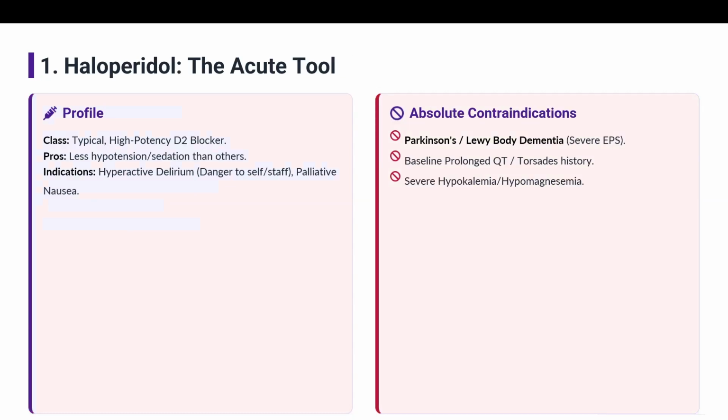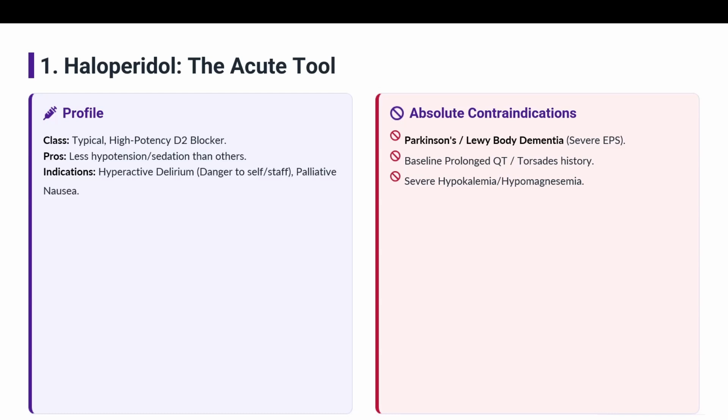So haloperidol is used as an acute tool to control acute delirium, as in ICU psychosis, in the ICU or in wards where the patient is suddenly starting to act psychotic and causing self-harm or harm to the staff, the attenders or the doctors. It is used in palliative care and for nausea also. Even for chronic hiccups which are not responding, it can be used as an off-label drug.